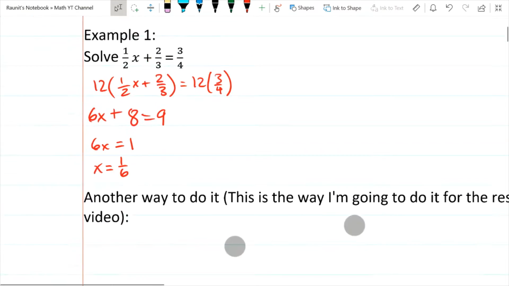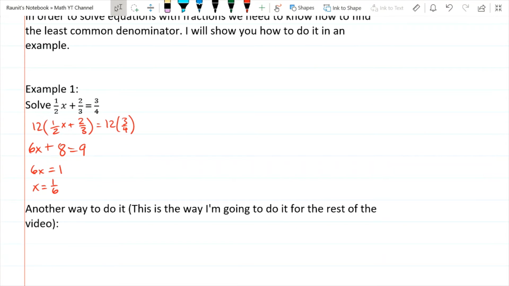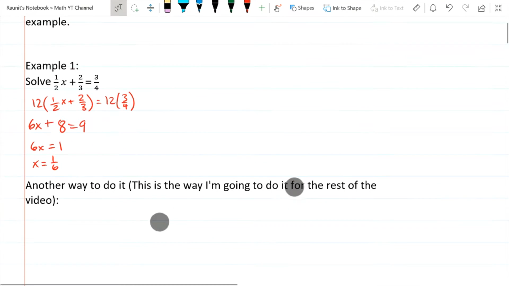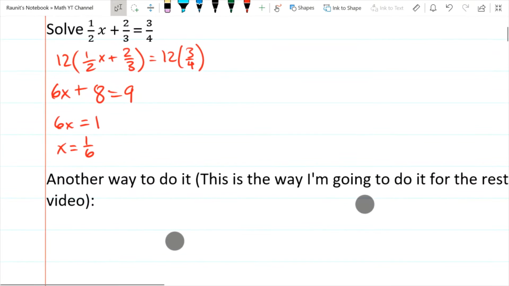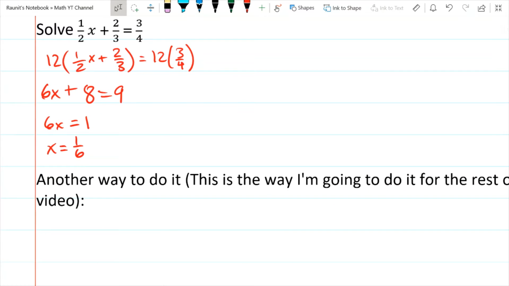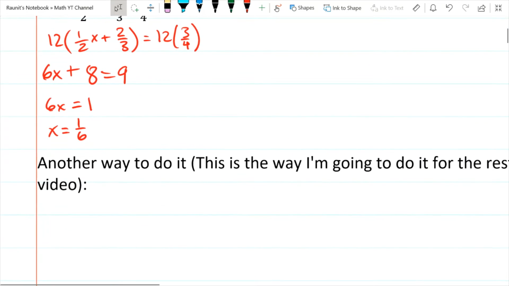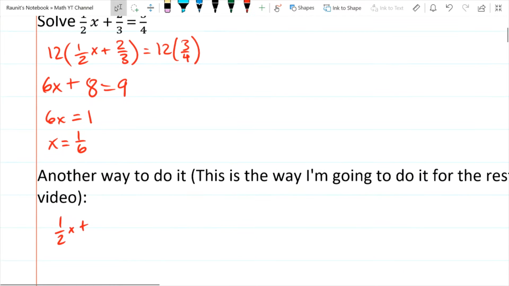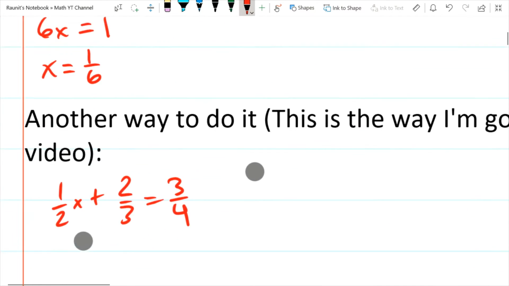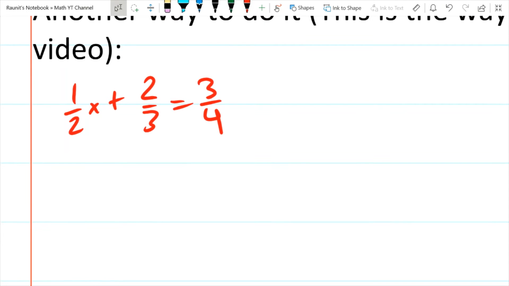Okay, so there is another way to do it, and this is the way I'm going to do it for the rest of the video. You can choose to do it however way you want. I just like doing the way that I'm used to. So the equation is 1/2 x plus 2/3 equals 3/4. When I solve it, I'm obviously going to get the same answer. It's just a different technique.